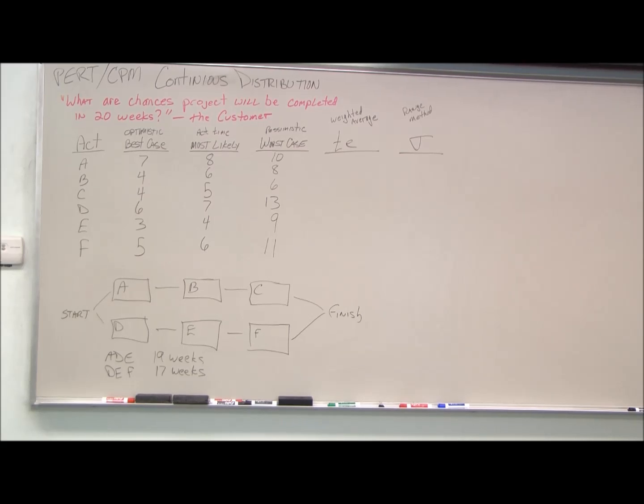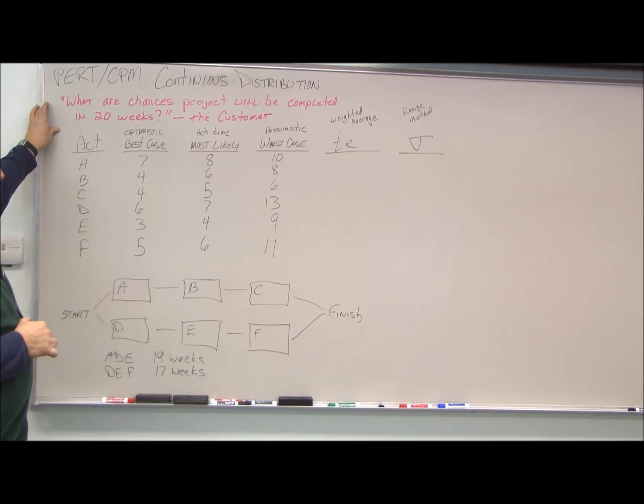Today we're looking at the continuous distribution. It's a different way of looking at CPM, and basically we're trying to answer the question. Say the customer comes to us and says, what are the chances the project will be completed in 20 weeks?